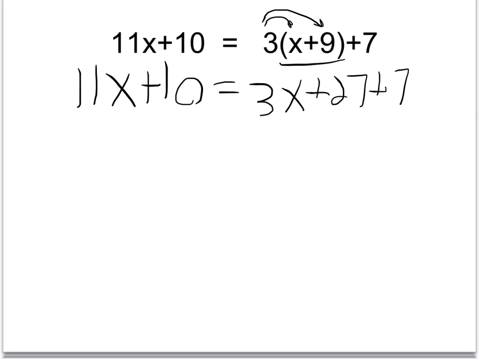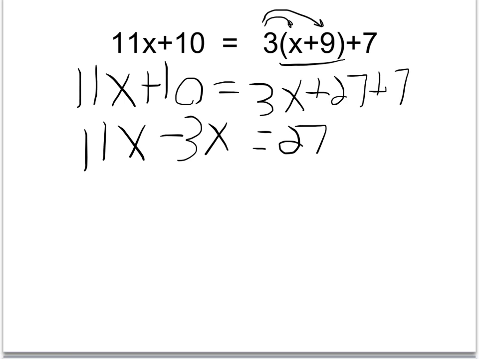It's still there. So now we can shuffle all of our variables to one side and all our constants to the other. What we're really doing is adding the opposite. But the 3x on the right side will be a negative 3x on the left side. On the right side we still have 27. We still have 7. And the plus 10 that's on the left side, when it moves over to the right side here, it is going to flip its side. And what we're really doing is subtracting 10 from both sides.